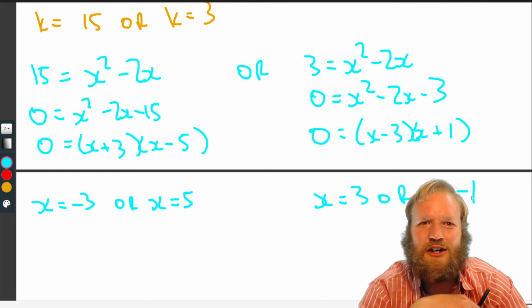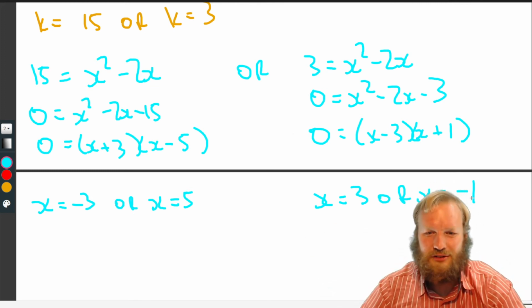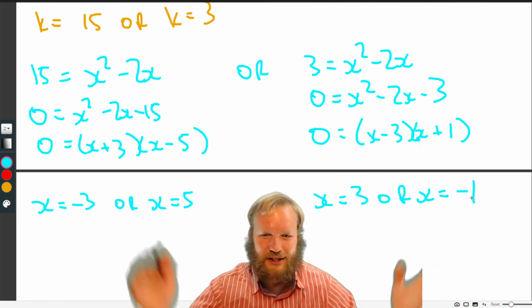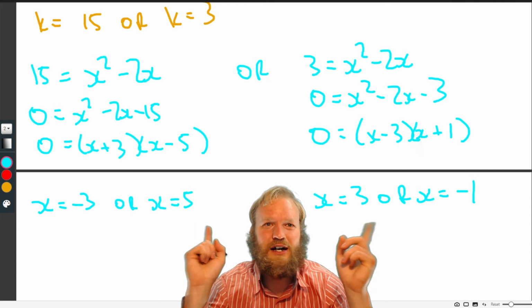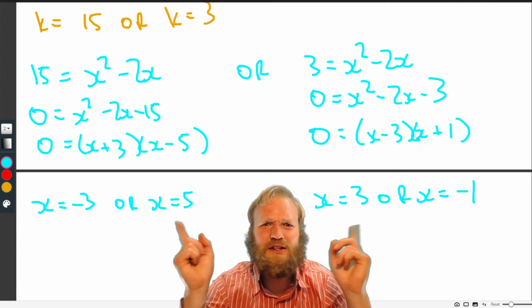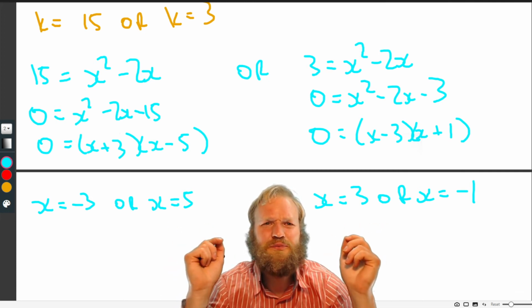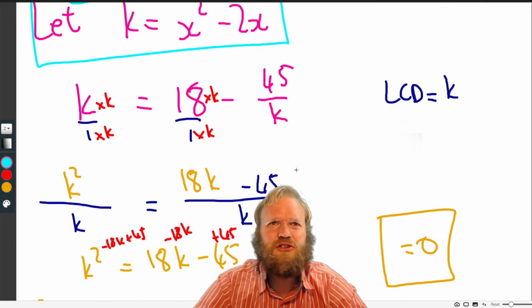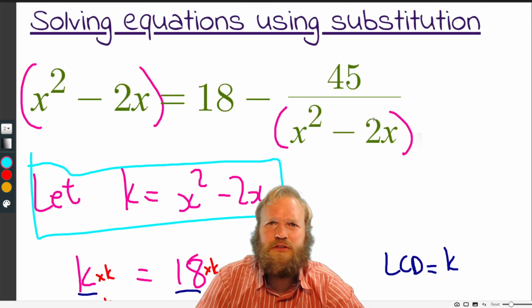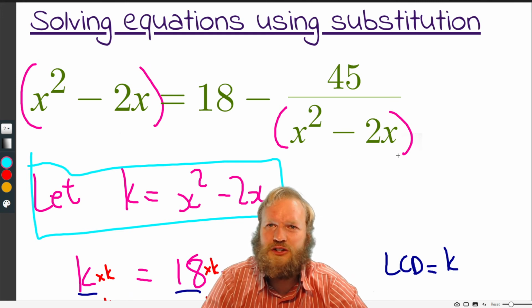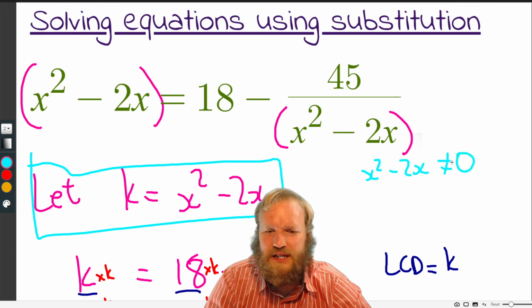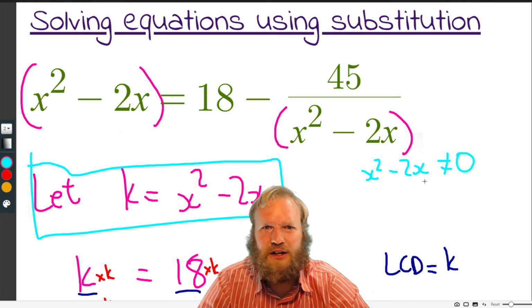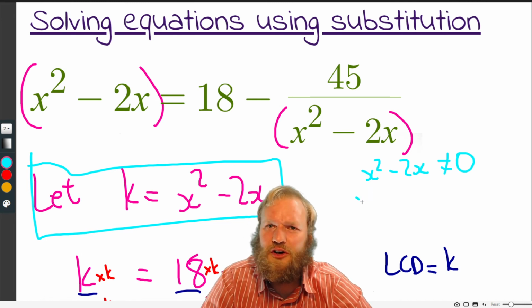What do we still need to check? There we go, there we got the two answers. We still need to check if any of these answers here are invalid. What would make one of these solutions invalid? Well, if our original equation didn't work. Here we've got a denominator of x squared minus 2x. So x squared minus 2x, we know should not equal 0, because if it equals 0, then we're dividing by 0. That's no good.